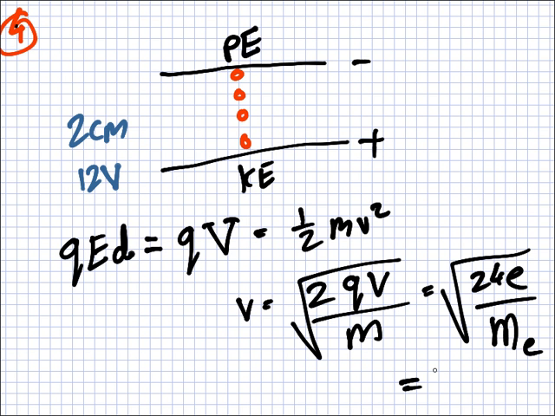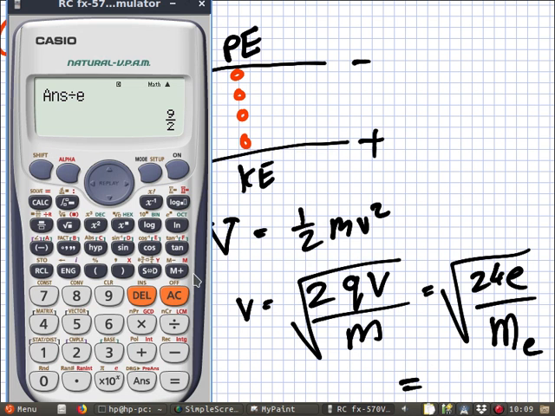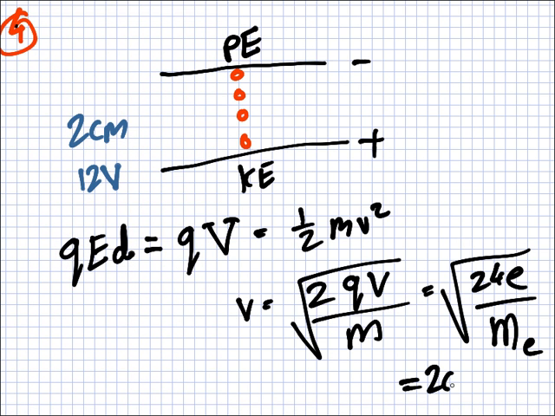Right, let's see what we get for our answer here. Square root of 24E over mass of an electron. So that's pretty fast. Let's put in kilometers per second. 2055 kilometers per second.